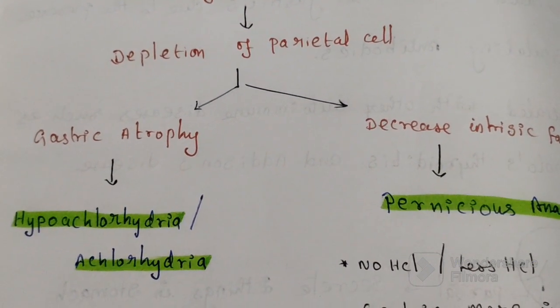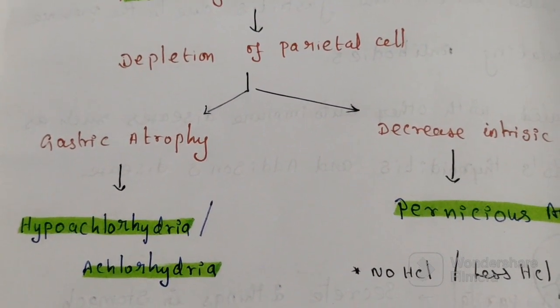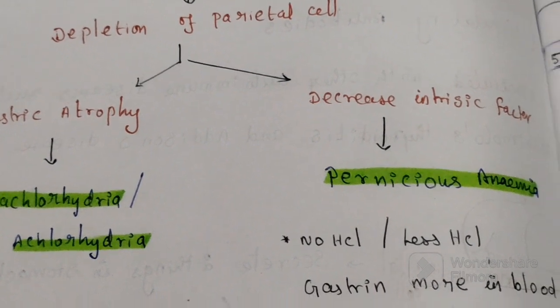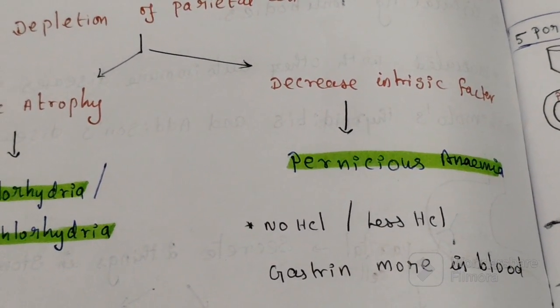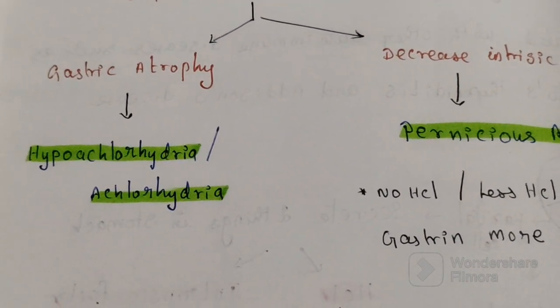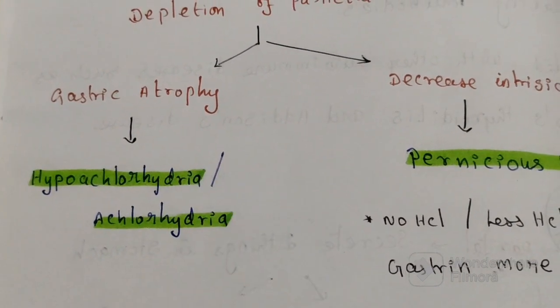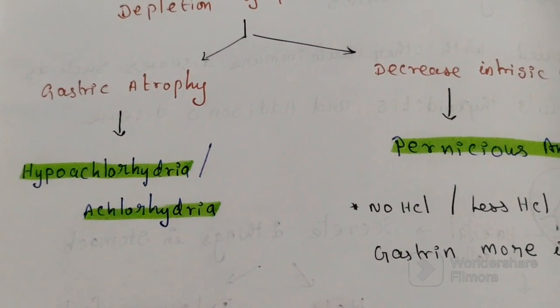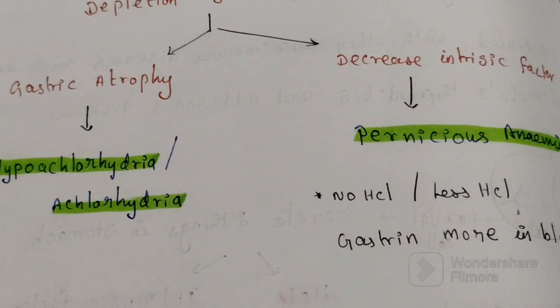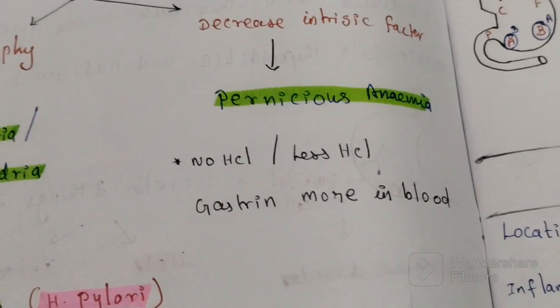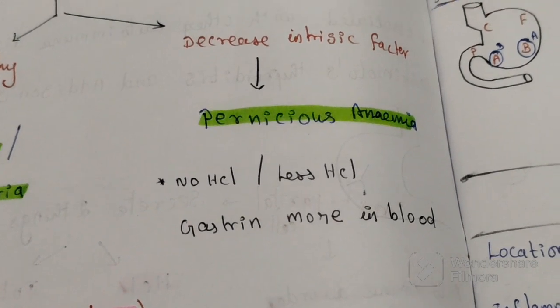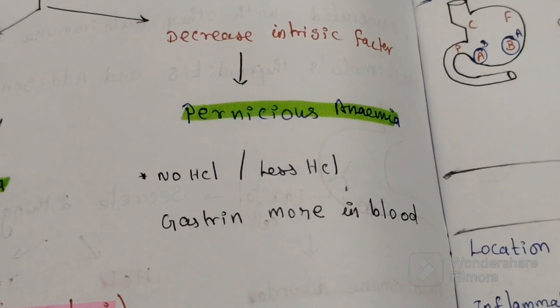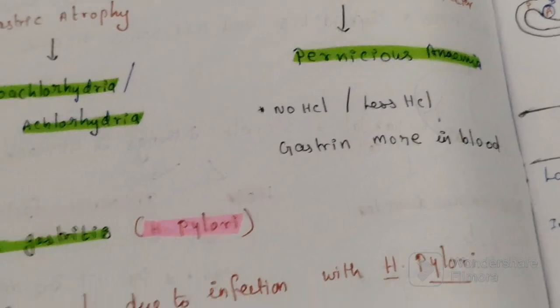Then it can lead to gastric atrophy or decrease in intrinsic factor. So because of this gastric atrophy, it causes hypochlorhydria or achlorhydria. Because of decreased intrinsic factor, pernicious anemia.